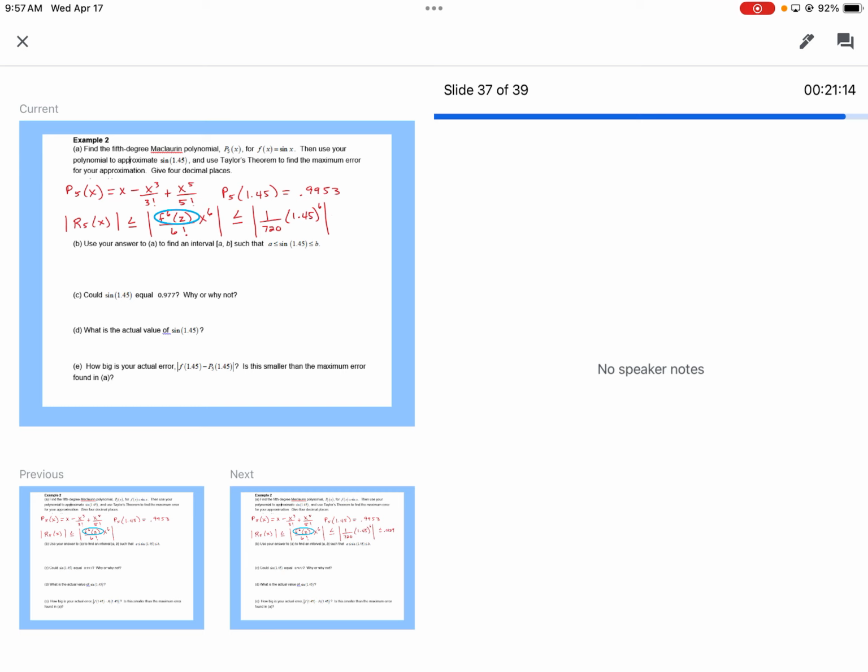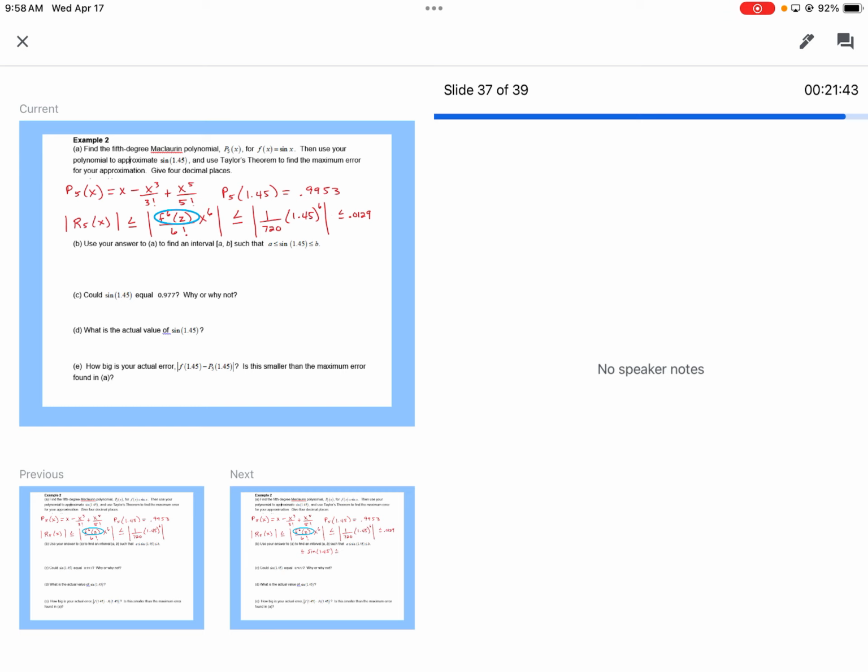720 comes from our sixth factorial. And then we're approximating sine at 1.45. So we go ahead and plug that in for our x. From here, this becomes purely plug it in your calculator. 1 over 720 times 1.45 to the sixth power. Again, calculations give me 0.0129. Our error is less than that number, less than or equal to.